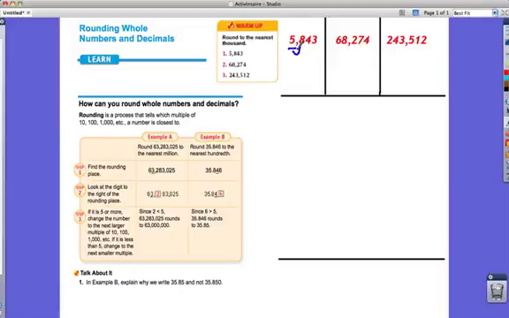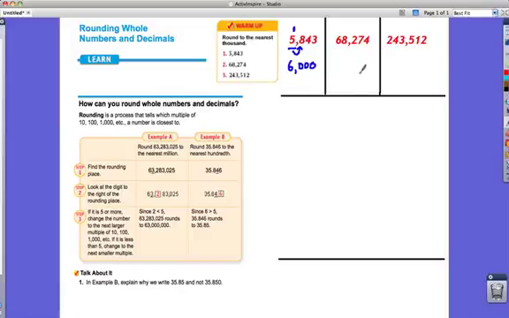So I draw a nice little arrow here. And then I ask myself a question. When I look to the right, I ask myself, is this number 5 or higher? Well, if the number is 5 or higher, I will add a 1 to the underlying digit and add them together. So 1 plus 5 is 6. And guess what? The rest of the digits become 0. Wasn't that easy?